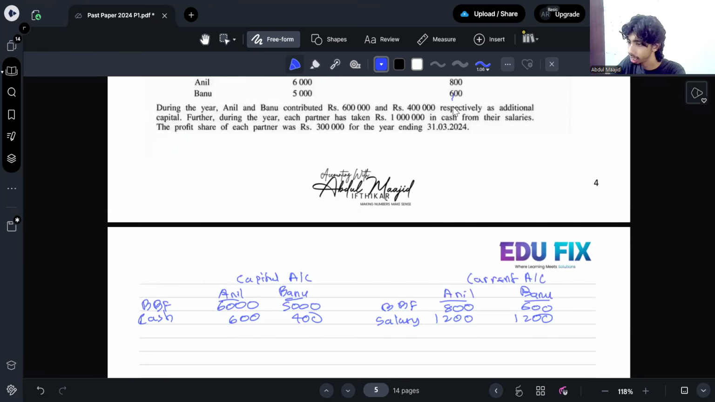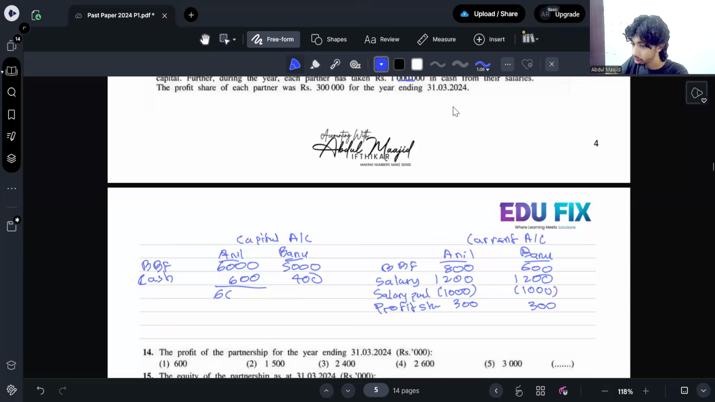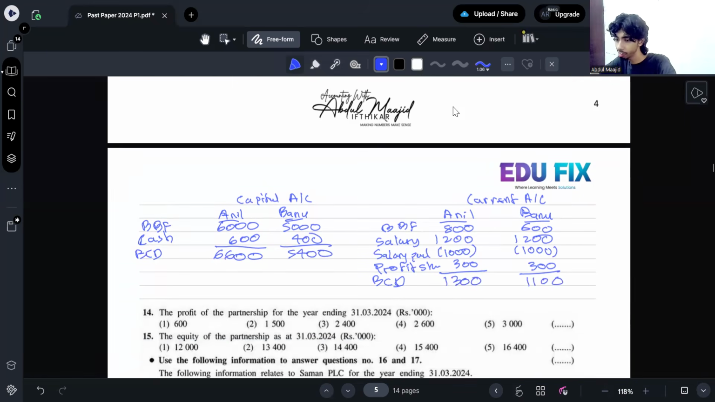Further, during the year, each partner has taken 1,000 in cash from their salary. So salary paid, you will deduct. Salary paid 1,000. Okay. The profit share of each partner was 300 for the year. So that you can put to the current account. Profit share 300. Okay. Now you can find their closing balances: 6,600, 5,400. Current account, this is BCD, you call it BCD. Anil 800 plus 1,200 minus 1,000 plus 300, that is 1,300. Then 1,100.